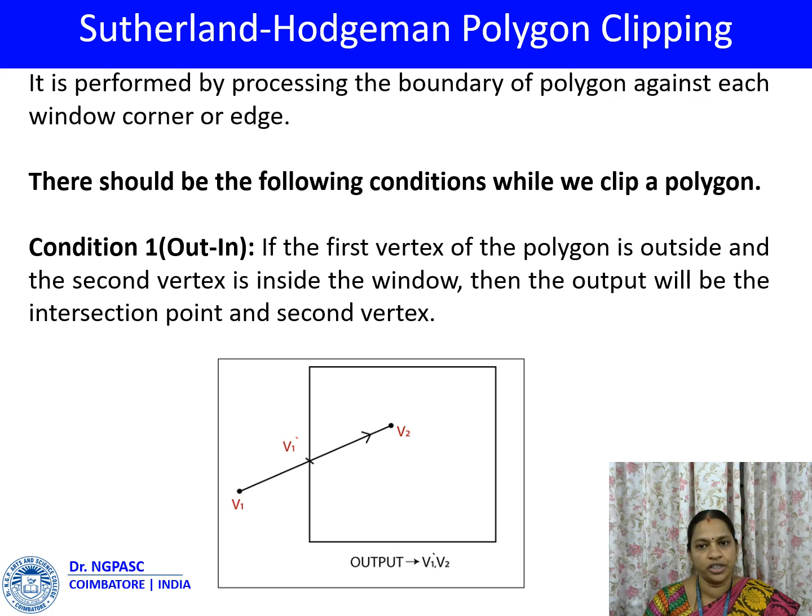There are the following conditions while we clip a polygon. Condition 1: there may be the chance that the edge goes out to in. The first vertex lies outside the window and the second one lies inside the window. In this case, the output list will be created with the new vertex, that is, v1 dash will be calculated because it is the intercept with the boundary. So the new vertex v1 dash is calculated, and the new vertex and the second vertex will be added to the output list. V1 will not be added to the output list because it lies outside the window.